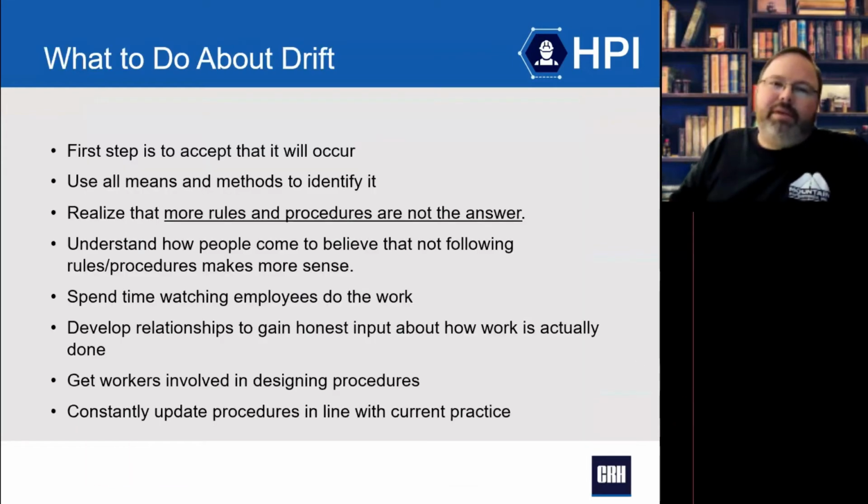So what are you going to do about drift? Well, the first thing to do is accept that it's going to occur. It will happen. But we've got to use all means and methods to identify it. Realize that more rules and procedures are not always the answer. We've got to utilize the ones that we have.